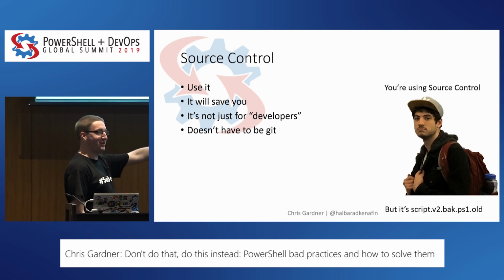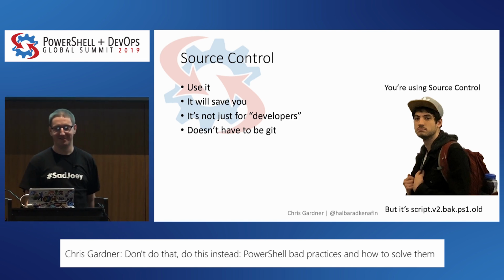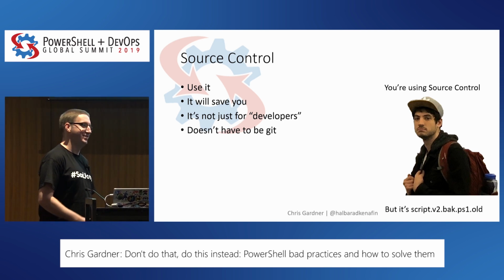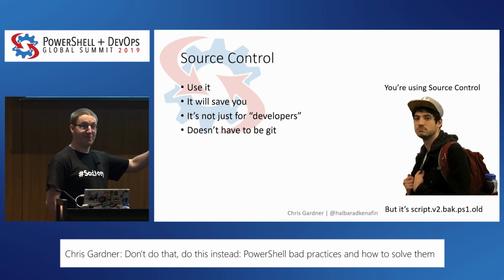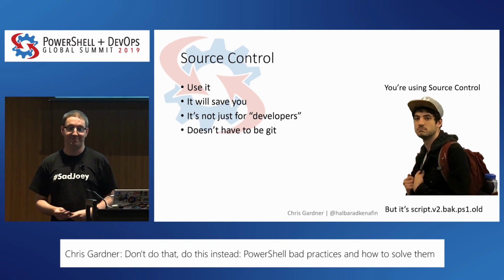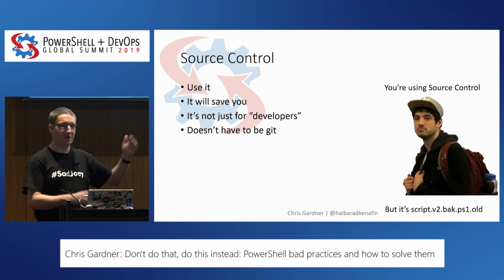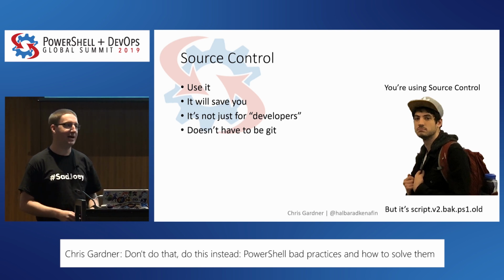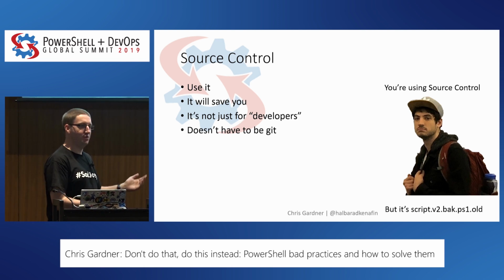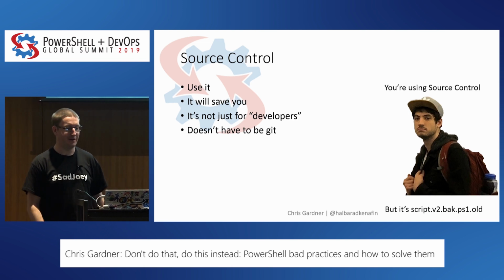Files named script.v2.back.final.draft, definitely not source control. Putting comments at the top of your script saying, oh, on this date I changed this thing, that's also not source control. Like, what did you actually change? Otherwise, your comments just become huge trying to describe, I changed this variable on this line to this thing. We've got tools that do that for us. Don't bother writing that yourself.